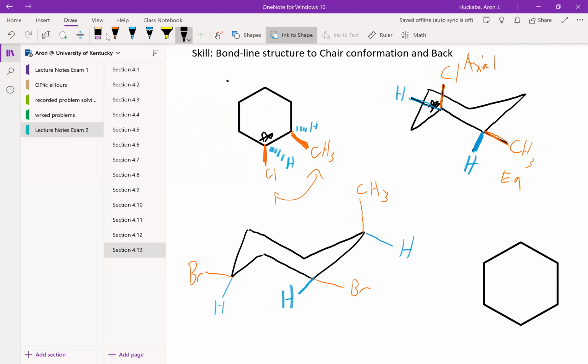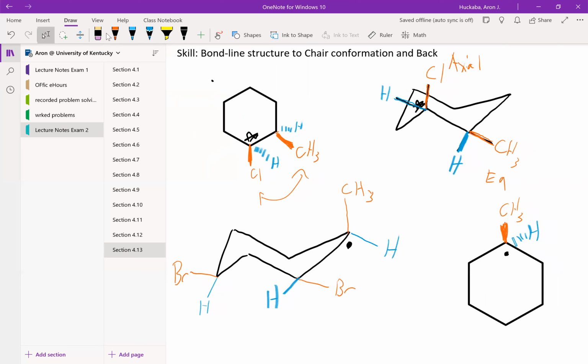Okay, and we need to arbitrarily assign one of these carbons a place on the newly drawn hexagon. That way we have a point of reference. So let's just say that this carbon is this one. All right. So it looks to me like the CH3 is up. And so that says that the CH3 should be on a wedge. And the hydrogen should be on a dash.